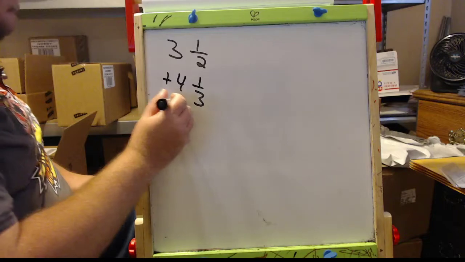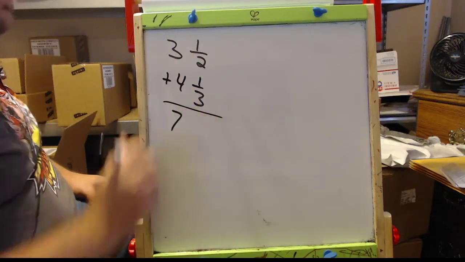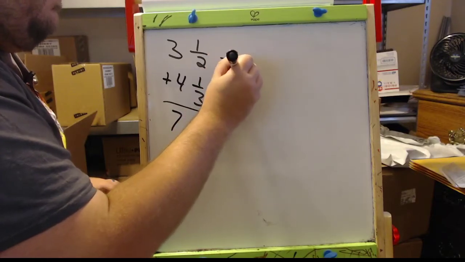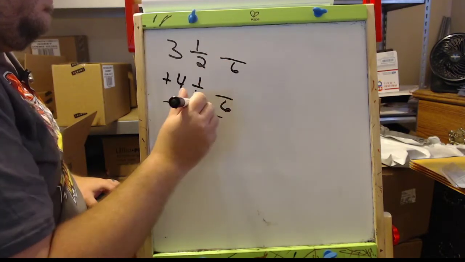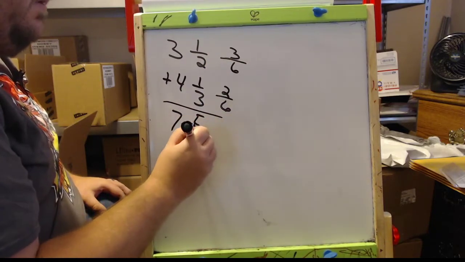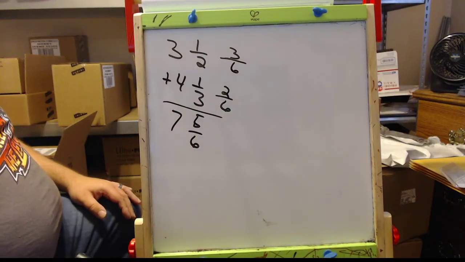You could add the big numbers, the whole numbers together, make that a 7. Then come over here and find your least common denominator, which is going to be 6 and 6. And that'll be 2/6 and 3/6. So I'd have 7 5/6. That's one way of doing it.